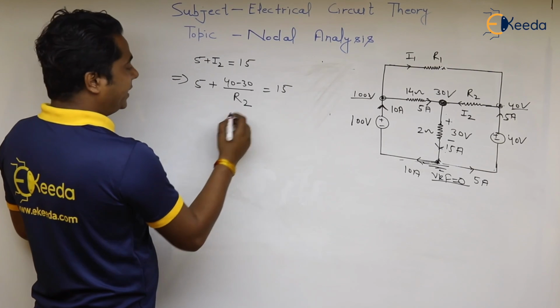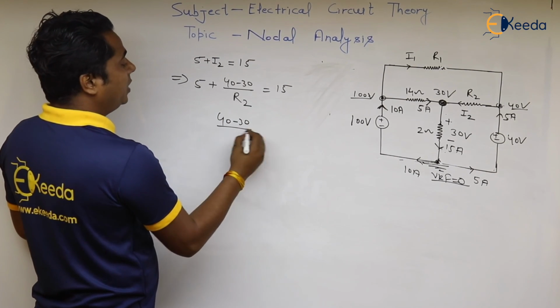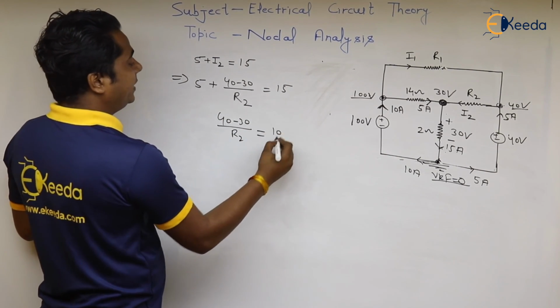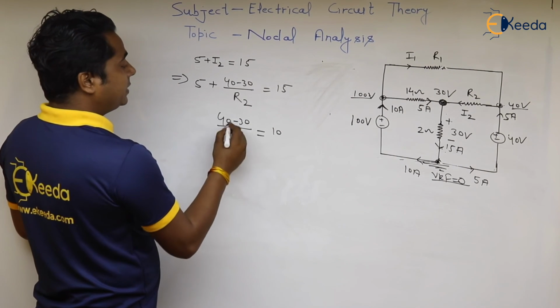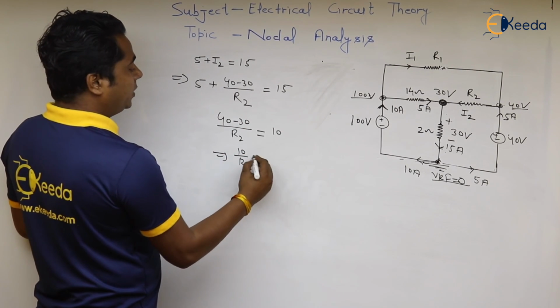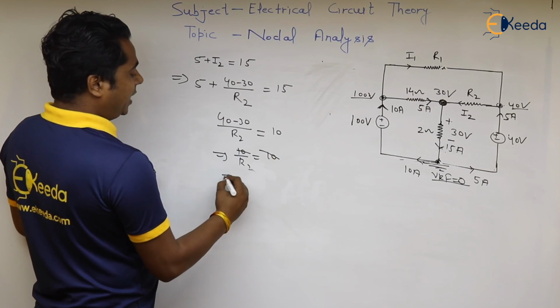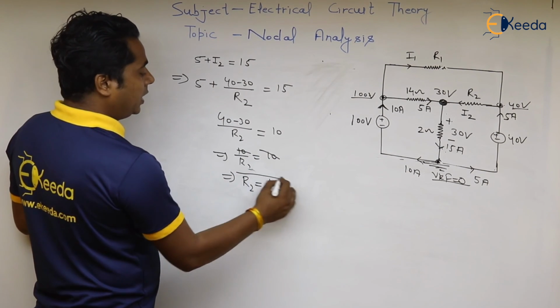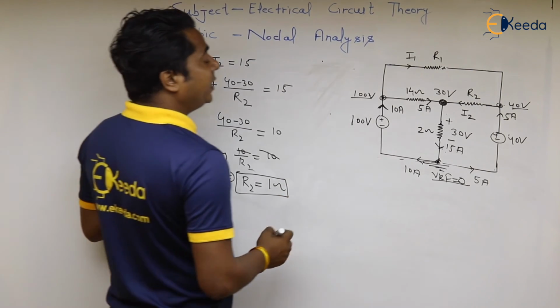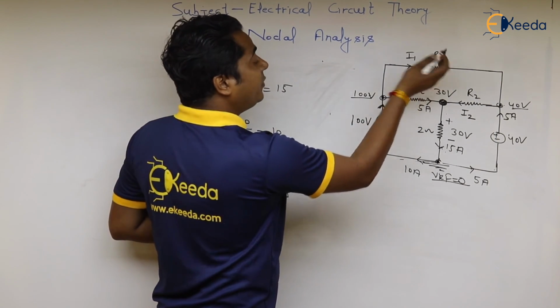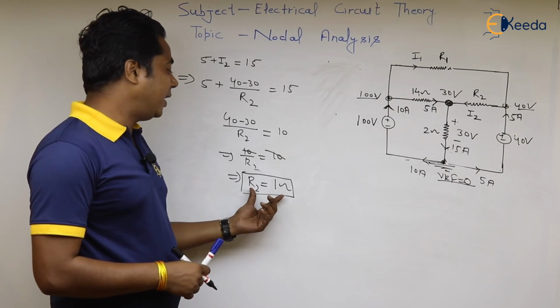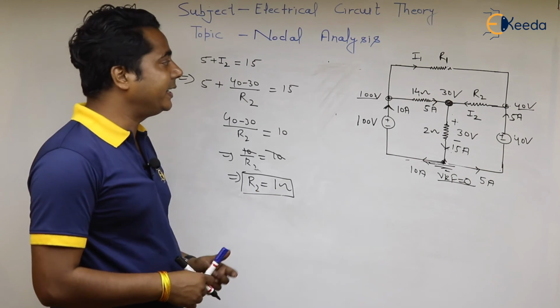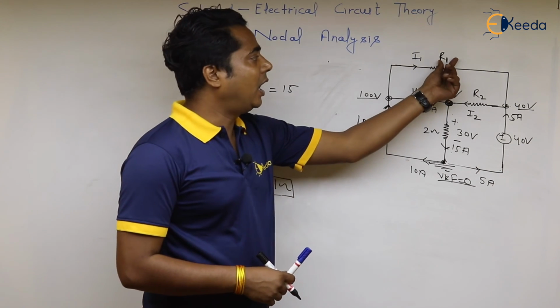So 5 plus I2 is equal to 15 gives I2 equal to 10. So 40 minus 30 upon R2 is equal to 10. So 10 upon R2 is equal to 10, and the value of R2 is equal to 1 ohm. R2 is 1 ohm. We calculated this. Now we have to calculate the value of R1.